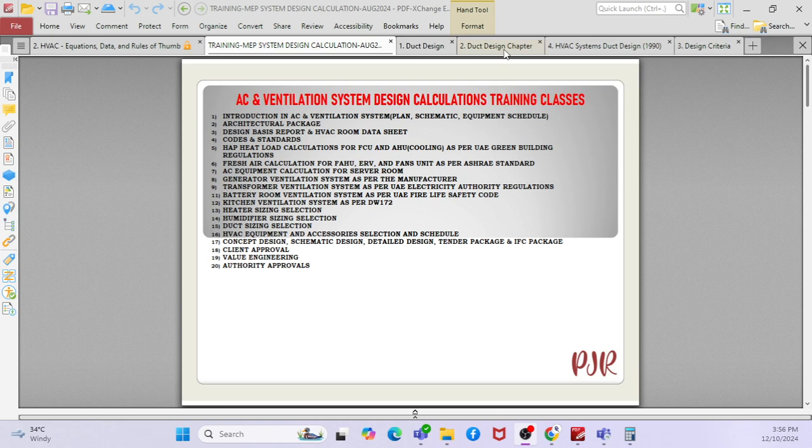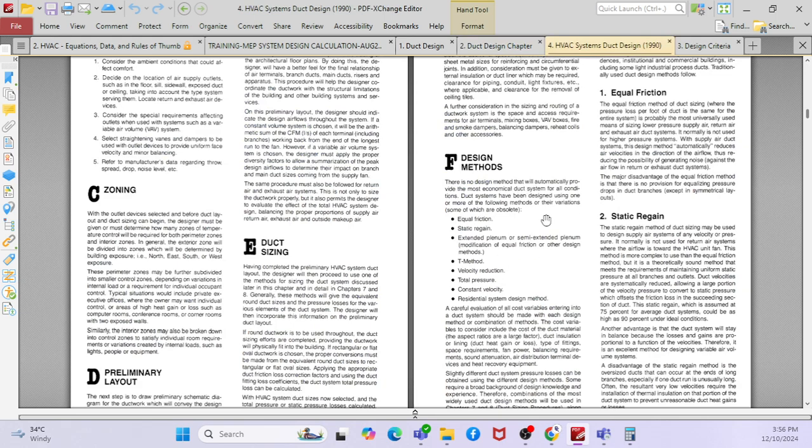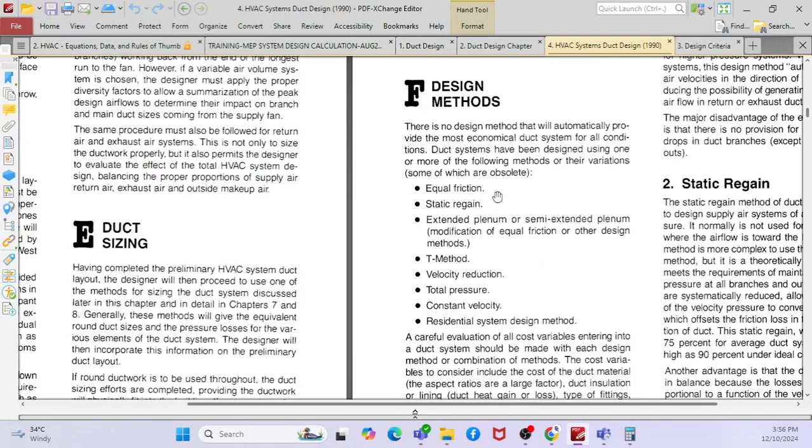Now, if you go to ASHRAE, we have a duct design chapter 34. Based on that, we are going to design the duct sizing. If you go to the system design methods, you can see there are different methods to design the ducting. One is the equal friction method, and another one is the static method.